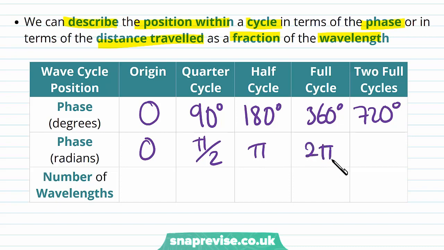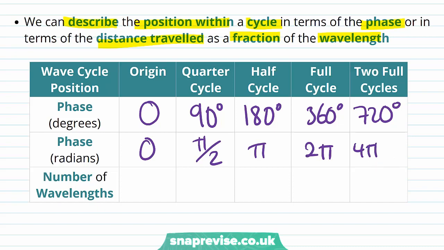Again, this comes from the fact that one full cycle corresponds to one full revolution around a circle circumference. And we know that the angle represented by a whole circle is 2 pi. So that's why one full cycle has a phase of 2 pi. And then if we look at 2 full cycles, the phase of 2 full cycles is going to be given by twice the phase of 1 full cycle, which is 4 pi.